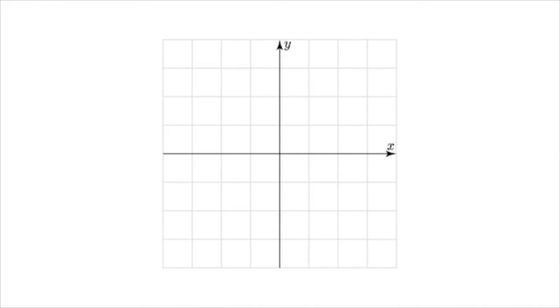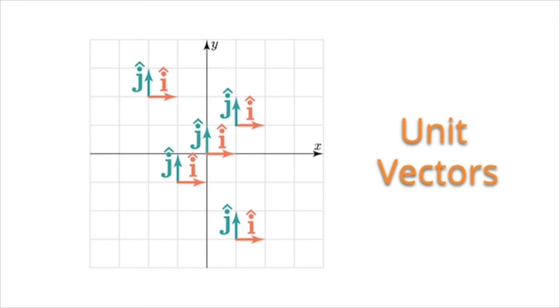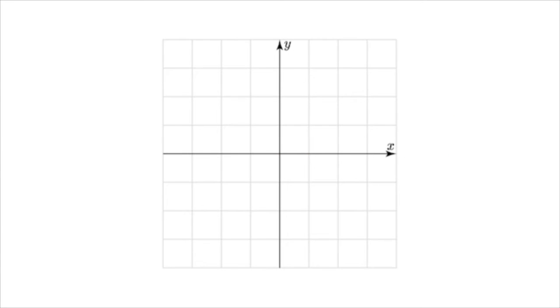Once we have our axes, the next thing we need are unit vectors. Unit vectors have a magnitude of 1 and are in a defined direction. For our normal xy coordinate system, we have i hat in the positive x direction and j hat in the positive y direction. In Cartesian coordinates, the unit vectors are the same no matter what point in space we're at. We can also define a unit vector in the direction of an arbitrary vector. The key here is to make sure it has a magnitude of 1.